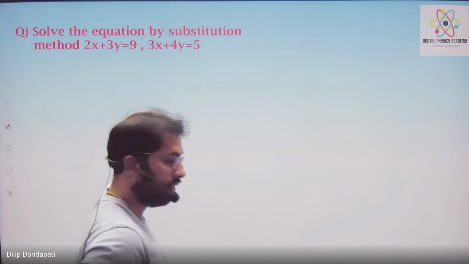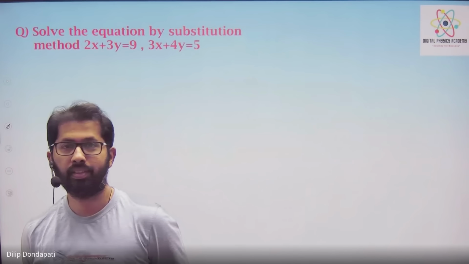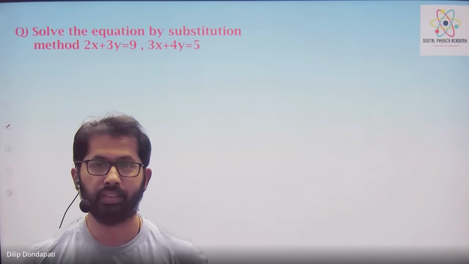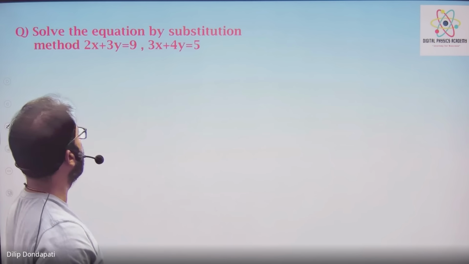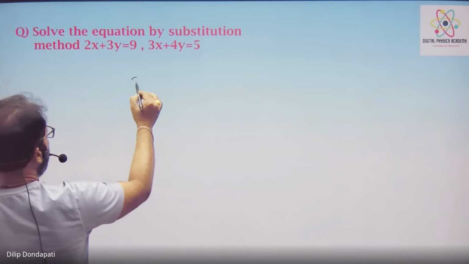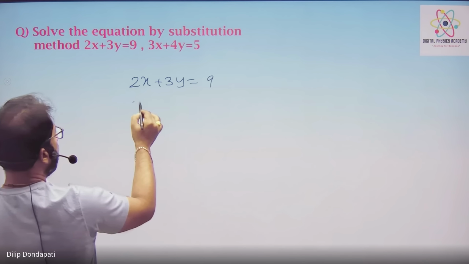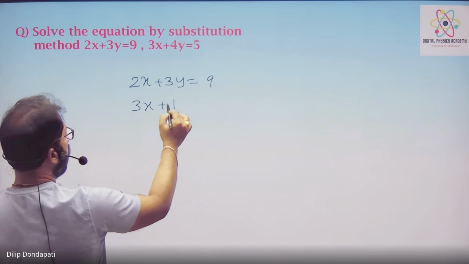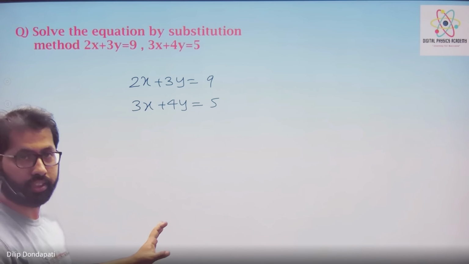How much did you get, Agarsh? Sir, x is minus 21 and y is 17. We'll see. Sir, once can you explain this question? This question? Okay, tell me. 2x plus 3y is equal to 9 and 3x plus 4y is equal to 5. We have to find the value of x and y, right?